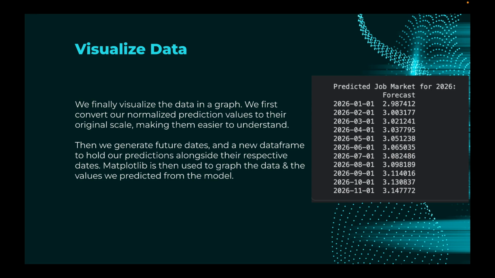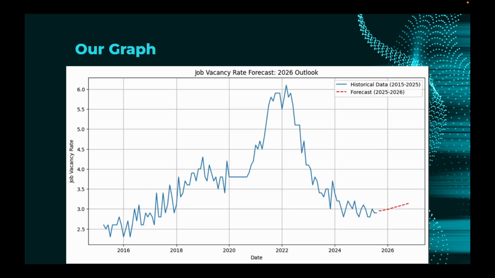Visualizing the data. We finally visualize the data in a graph. We first convert our normalized prediction values to their original state, making them easier to understand. Then we generate future dates and a new data frame to hold our predictions alongside their respective dates. Matplotlib is then used to graph the data and the values we predict from the model. This is what the data looks like just in pure data form. And then this is what the graph looks like. So we can see the blue line is the historical data that we calculated from a data set, and the red dotted line is what we estimate it to be.